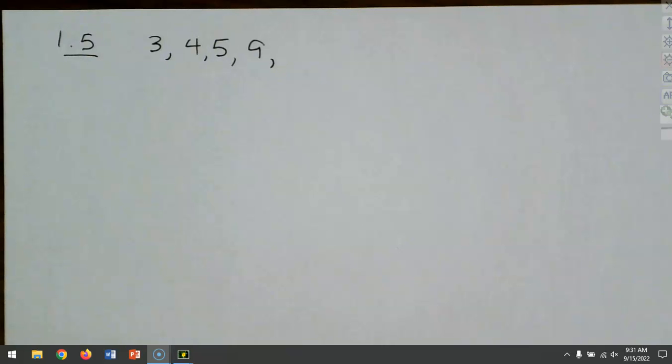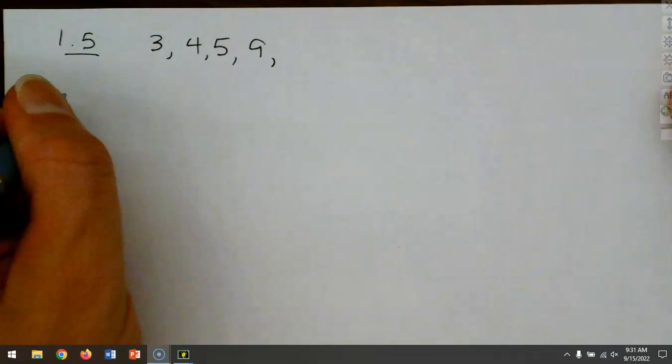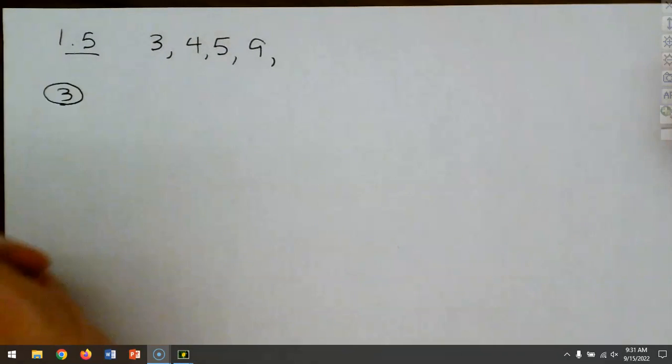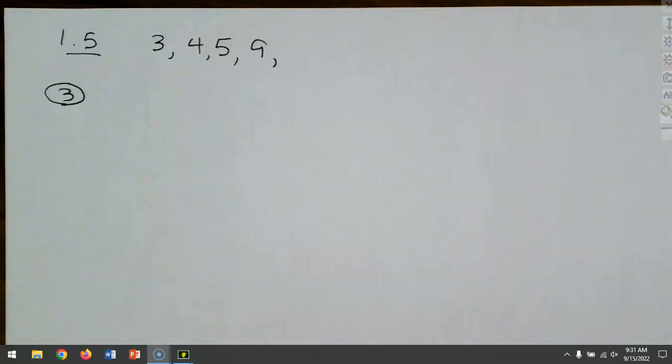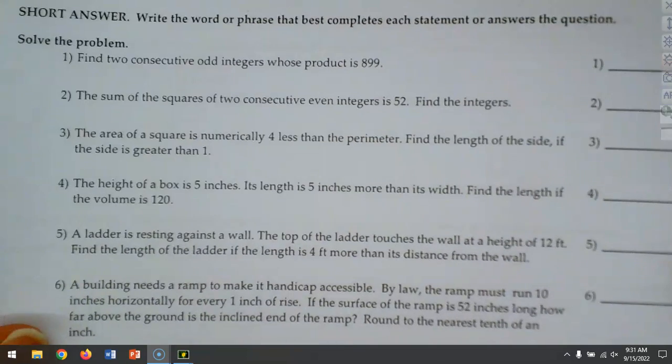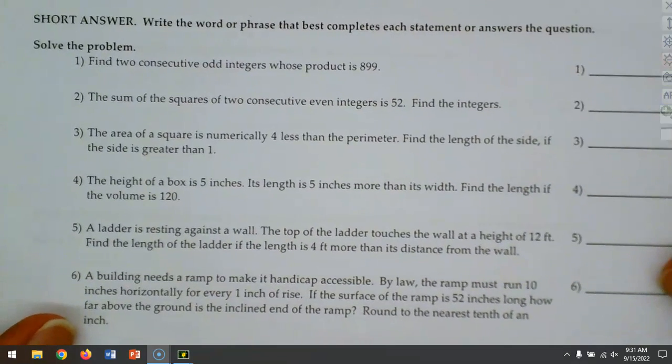All right, so we're going to go ahead and look at some questions out of 1.5. I'm not going to work these out completely. What I am going to do is set them up to get you to the equation so that you can then solve it. So we're going to start with question 3 out of 1.5.